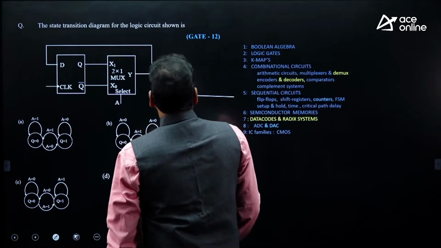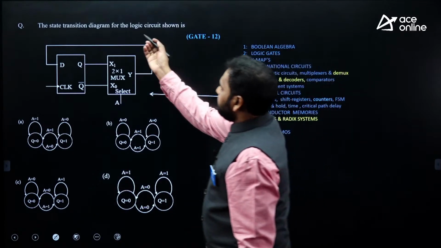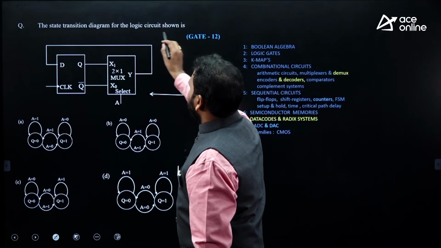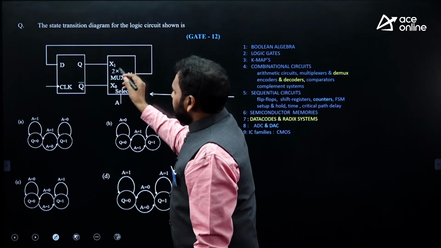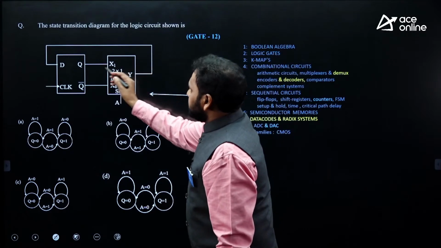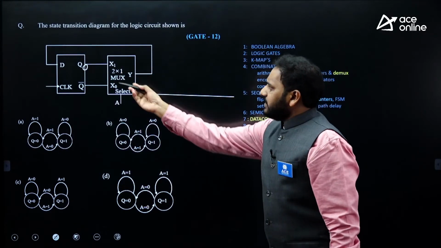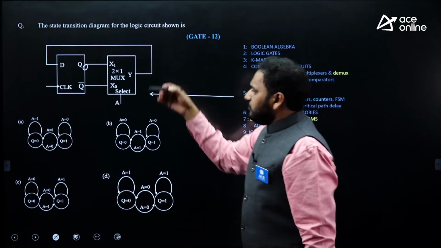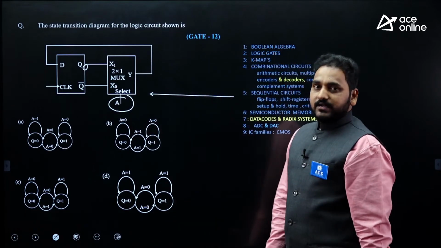See this question. This is a GATE 2012 problem. You will be surprised. Even if it is not visible, don't worry. The state transition diagram for the logic circuit is shown. There is one circuit, a D flip-flop and multiplexer, circuit given like this. And they asked about the state diagram at Q0, how the Q0 values are going to change from one state to another by changing the select line, that is a control line, of course.